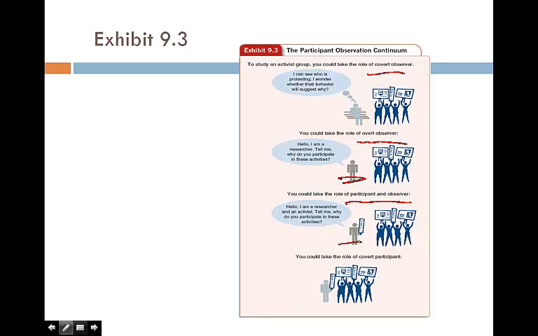The next one is called participant observer. The researcher participates on the one hand, but at the same time also observes to write reports. Finally, there is the covert participant. You do participate, but no one knows you are really participating in the process. So those are the four roles for participant observation.